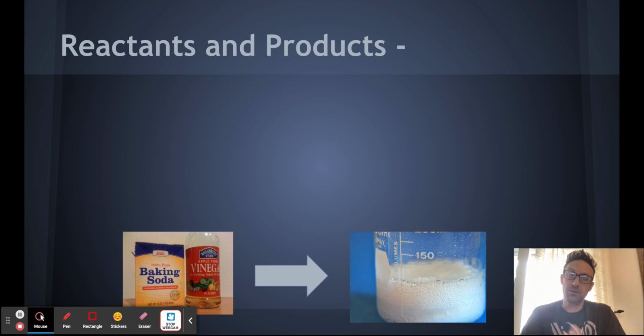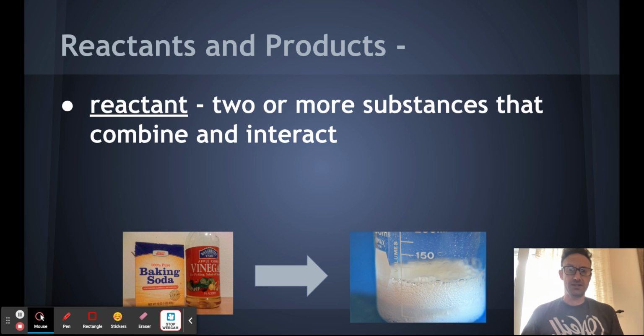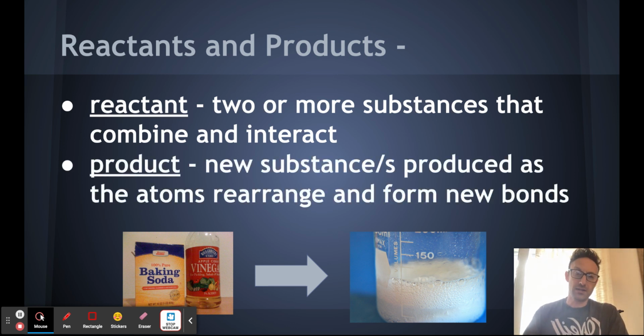All right. So here's some brand new words for you. Let's dial in. Reactants and products. Once again, we're talking about chemical changes and how they occur. And a reactant is when you have two or more substances that combine and interact. And yes, that word react is in there. Make sure to pause while you're writing if necessary. And a product is the new substance that's produced as the atoms arrange and form new bonds.